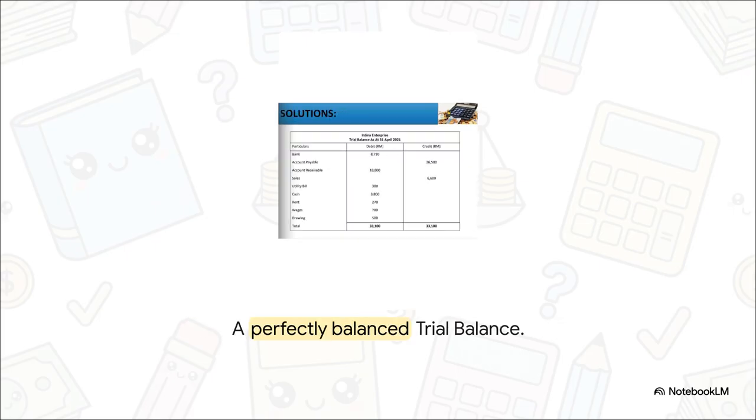And when you nail it, it looks like this completed example for Idina Enterprise. Both columns agree perfectly at RM33,100. Look at the math. Your bank, receivables, cash, utility bills, rent, wages, and drawings on the debit side exactly match payables and sales on the credit side. When you see those matching totals at the bottom, it is the best feeling in the world.